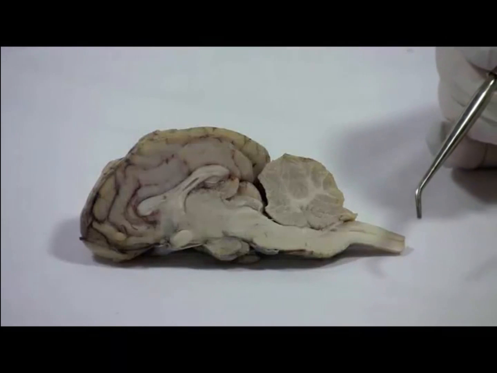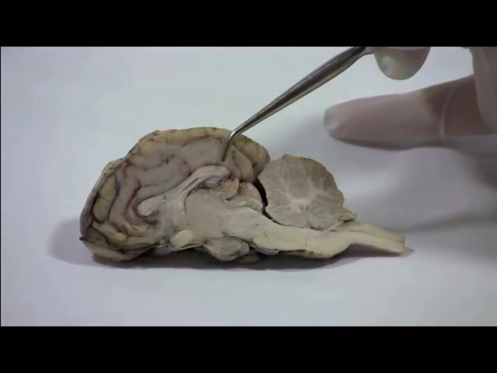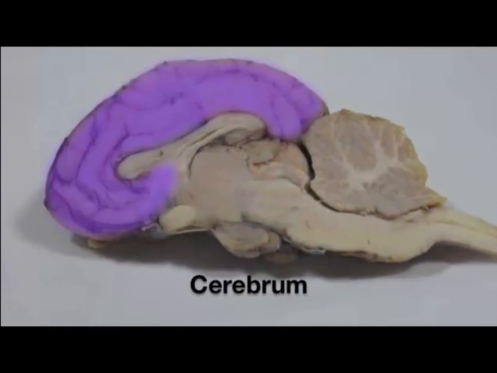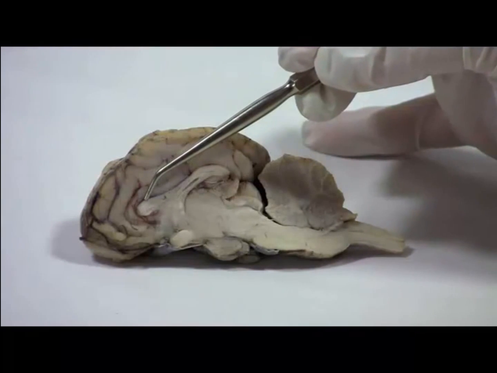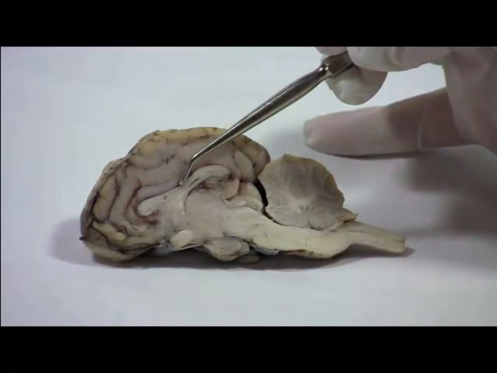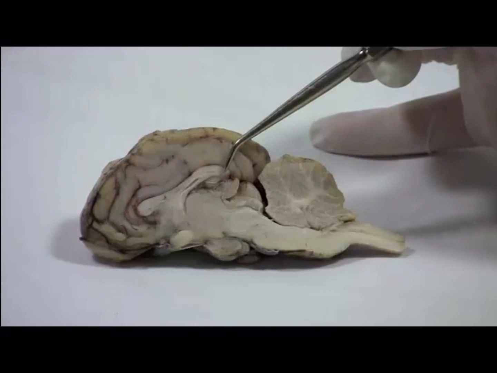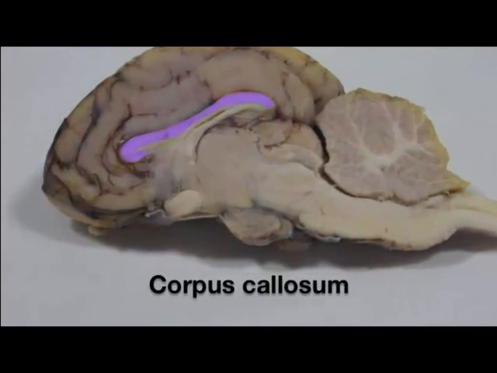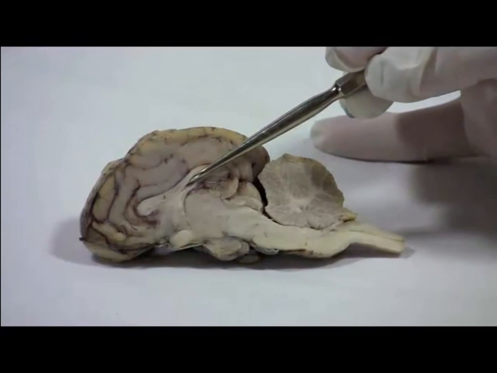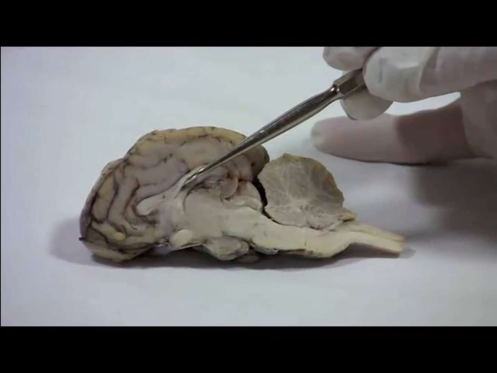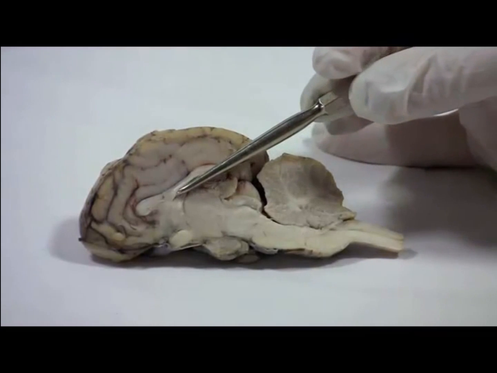Let's take a look at the mid-sagittal section of the sheep brain. We can see the cerebrum, and this white structure is called the corpus callosum. The corpus callosum is a commissure. It consists of myelinated axons that connect the right and left cerebral hemispheres. Right below the corpus callosum is a lateral ventricle. There's a lateral ventricle on the right and on the left. They're lined with ependymal cells that circulate the cerebrospinal fluid found inside of them.